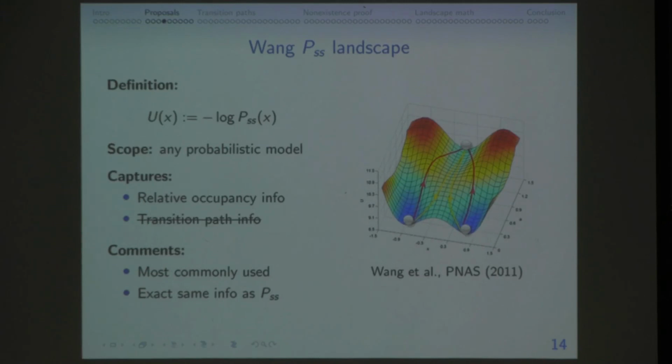Okay, so normally when people talk about the landscape without qualification, they talk about Jin Wang's steady state probability landscape. It's defined very simply in terms of the steady state probability distribution of a system. It's just minus the log of it. And given that almost any model you can write down has some notion of a steady state probability, this isn't restricted to certain kinds of models, which is nice. So of the two requirements that we talked about, it captures the first one and it doesn't capture the second one, because steady state probabilities don't really tell you about transitions, pretty much by definition.